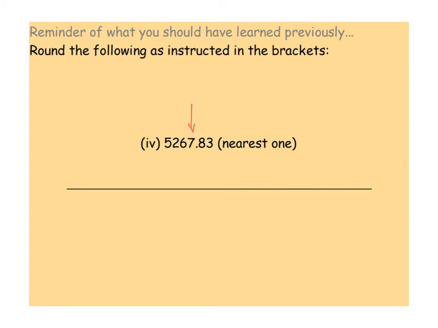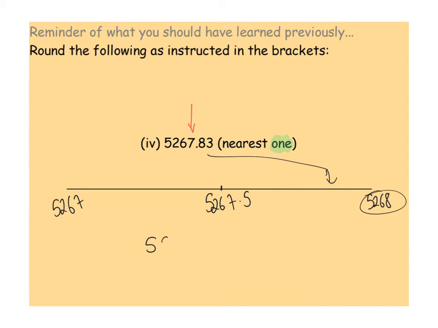Here's the ones column. So this time my number line needs to go from 5,267 to 5,268. Remember that this is asking me to do it to the nearest 1. In between those two, exactly halfway between, is 5,267.5. This is 5,267.83, so that's definitely bigger, so that's going up here somewhere. Definitely nearer to this end, so 5,268 to the nearest 1.